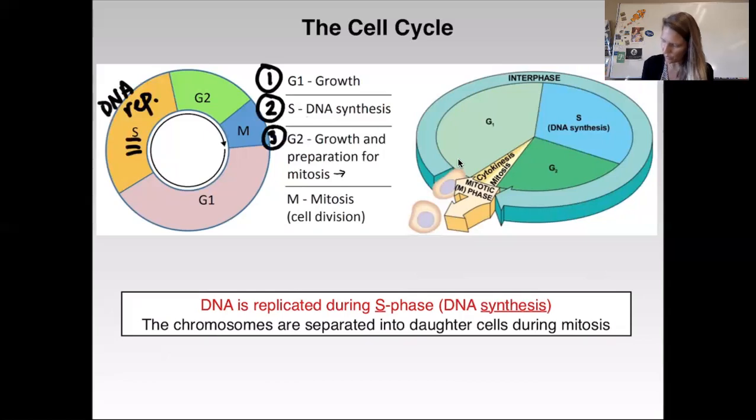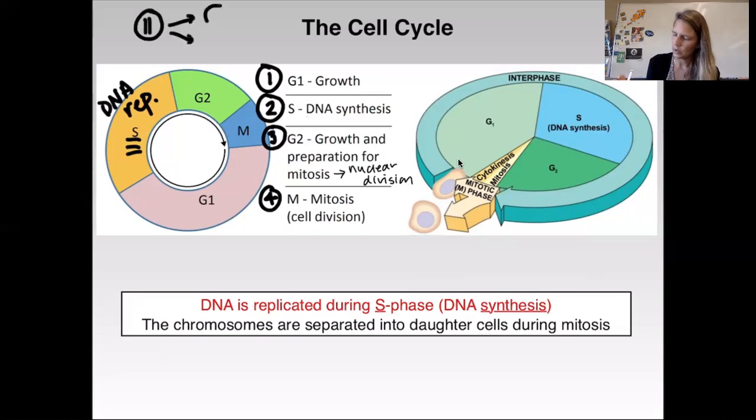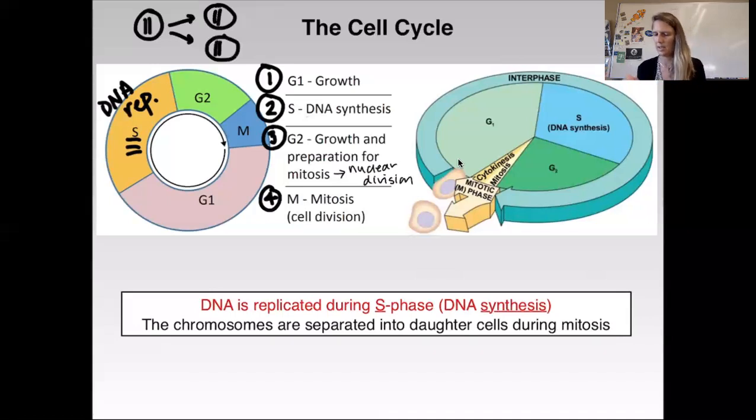Then you get growth and preparation for mitosis. And mitosis, as we're going to learn in the next section, really is nuclear division. That's when the nucleus of the cell divides, when the cells split. So you get growth, preparation, and then mitosis or cell division. One cell with one copy of DNA is going to divide into two cells, each with one copy of the DNA. We'll talk about that more when we get into mitosis.